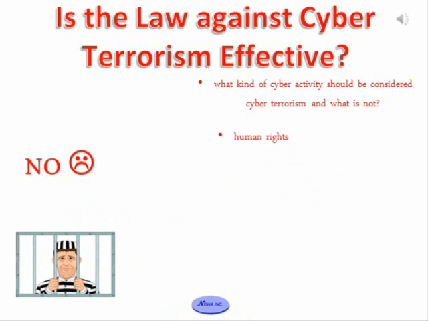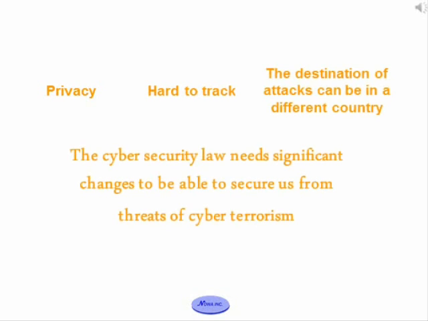Another problem is human rights and privacy. The effective struggle against cyber terrorism requires access to our privacy. That's why many projects of cybersecurity bills are subjected to criticism, as has happened with the Cyber Information Sharing Act in the US. There are many other problems that hinder the development of effective anti-cyberterrorism laws. The cybersecurity law needs significant changes to be able to secure us from threats of cyberterrorism.